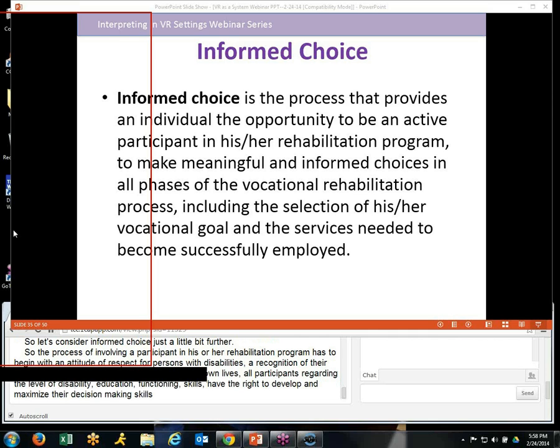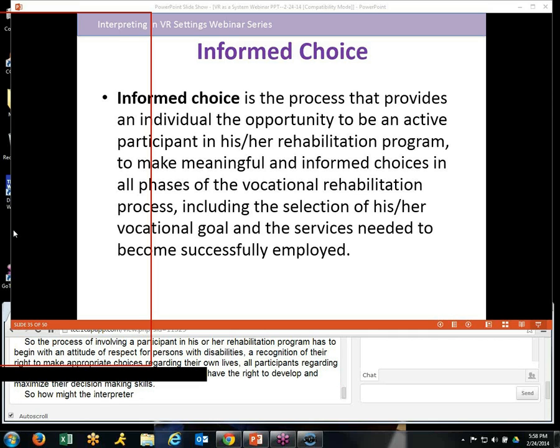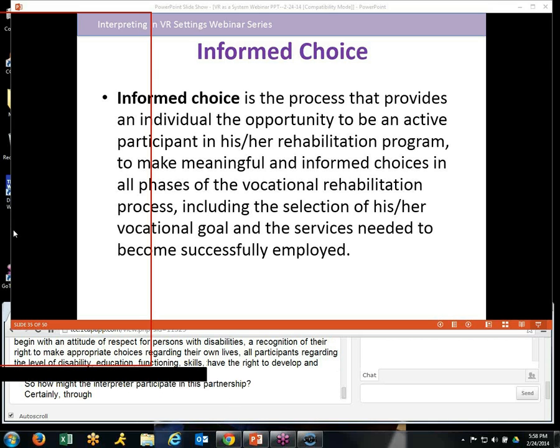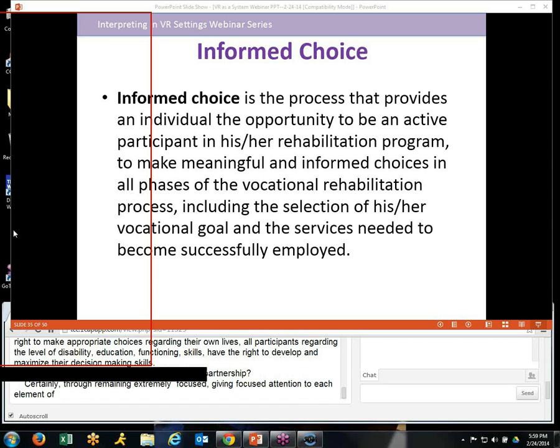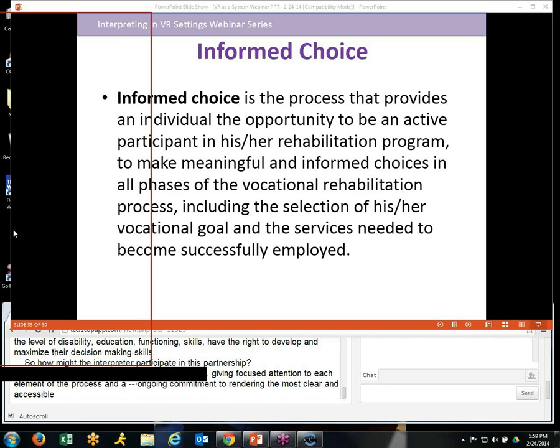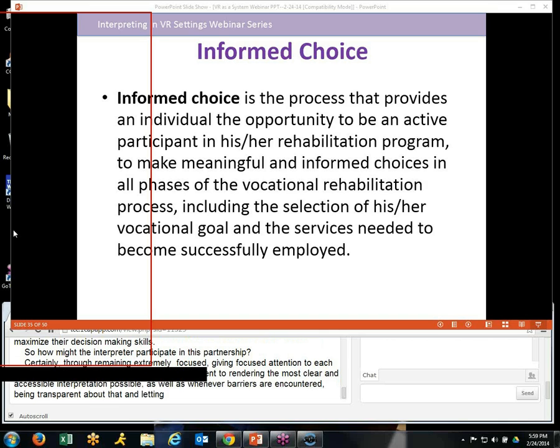So how might the interpreter participate in this partnership? Certainly through remaining extremely focused, giving focused attention to each element of the process and an ongoing commitment to rendering the most clear and accessible interpretation possible, as well as whenever barriers are encountered, being transparent about that and letting the consumer and counselor know, and then negotiating for adjustments.